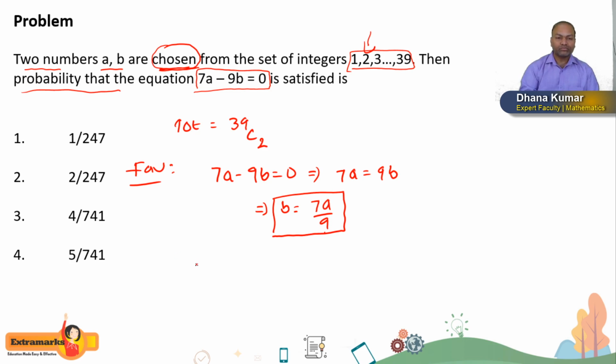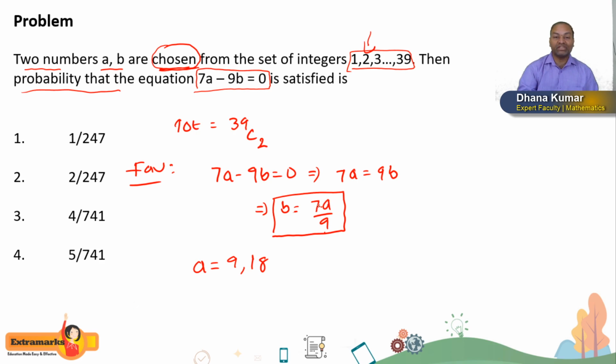Fine. So a and b are selected from the set 1 to 39 only. That is very important. What are those multiples of 9? 9 ones are 9. If you take a equal to 9, 9 cancels and the b value is 7. So a 9, b 7 belongs to this set. It is fine. If you take the next number, 9 twos are 18.